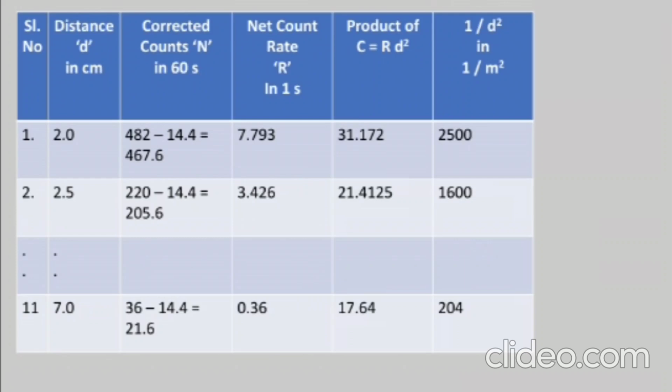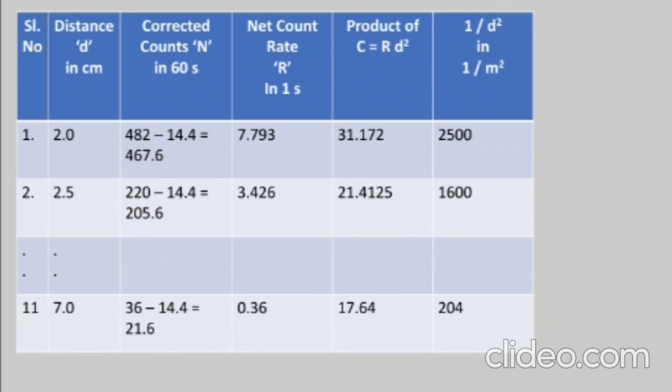Now what are corrected counts? From this 482 we have to subtract the background count, that is 14.4. So 482 minus 14.4, we get 467.6. This is our corrected counts n in 60 seconds. Similarly, for all the next trials, up till 7 centimeters, we have to find the corrected counts.